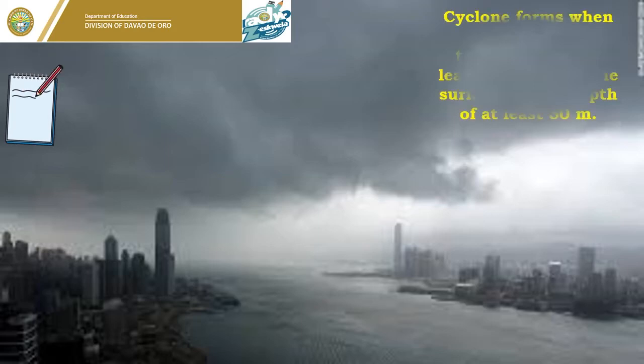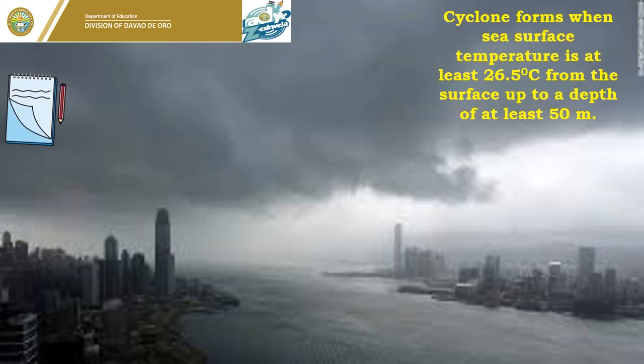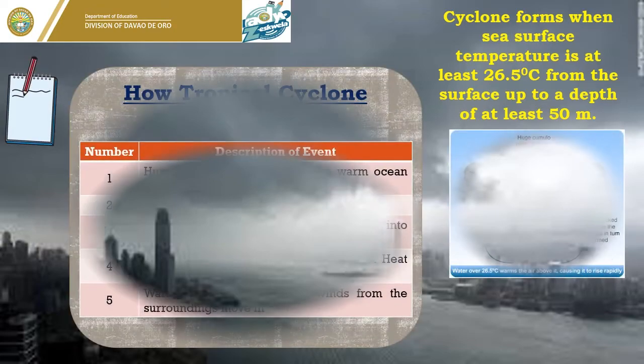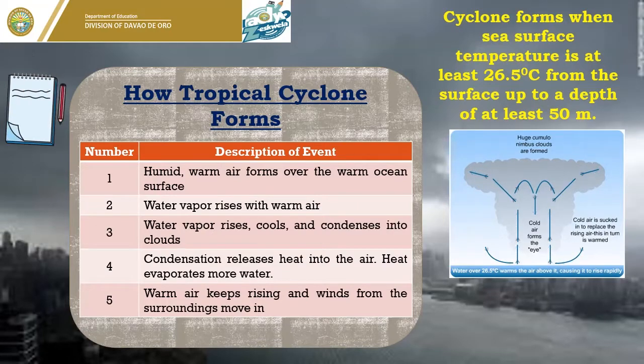A cyclone forms when the sea surface temperature is at least 26 degrees Celsius from the surface up to a depth of at least 50 meters. What are the things to consider in the formation of a tropical cyclone? Here are some of the events in the formation of a tropical cyclone. First, humid, warm air forms over the warm ocean surface. Second, water vapor rises with warm air. Third, water vapor rises, cools, and condenses, forming into clouds. Fourth, condensation releases heat into the air, and heat evaporates more water. Last, warm air keeps rising, and winds from the surroundings move in.